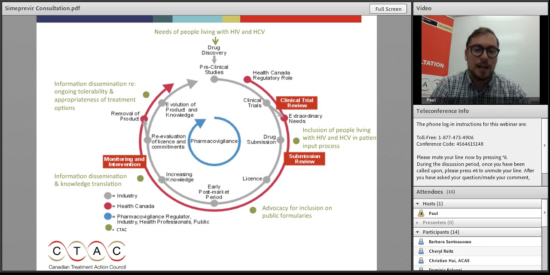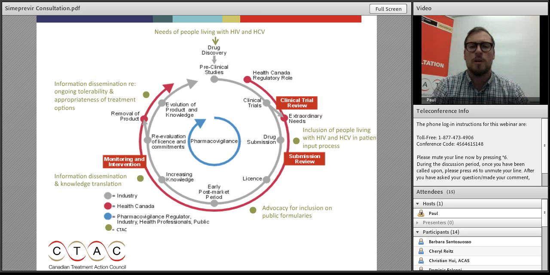This slide here represents, it's a complicated slide to represent how drug development by industry as well as regulatory work by Health Canada leads to the development, approval, and dissemination of medications in Canada. And what you'll see around this circle here on the screen is a series of green dots. And this is just a way of reflecting the role that CTAC plays in informing market access in Canada.